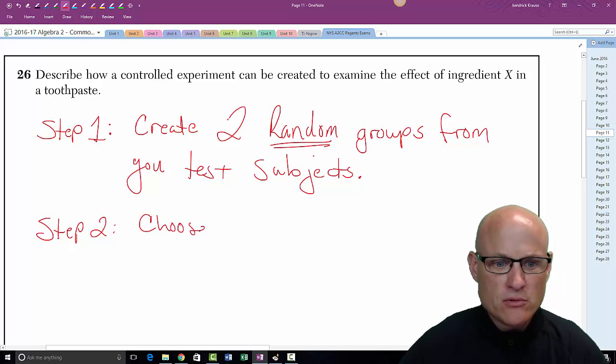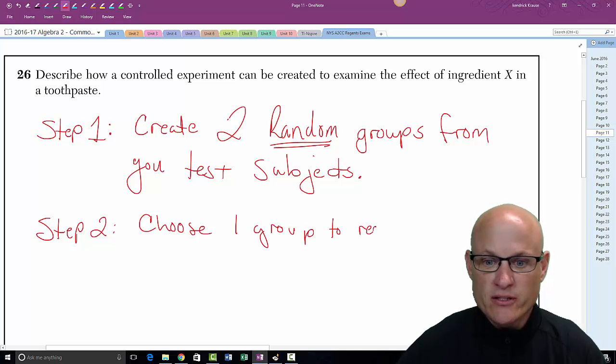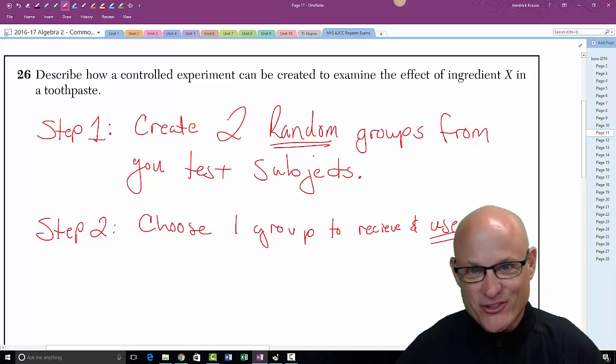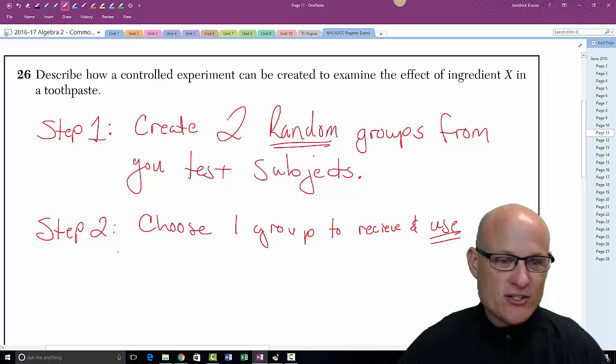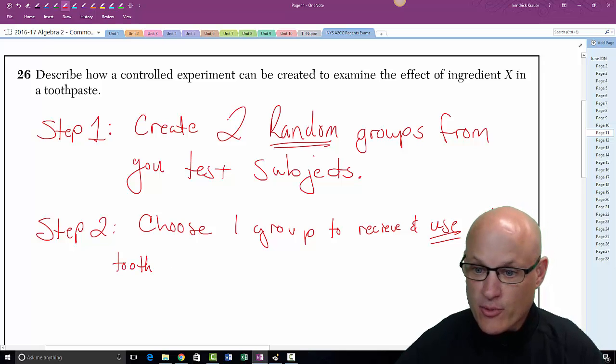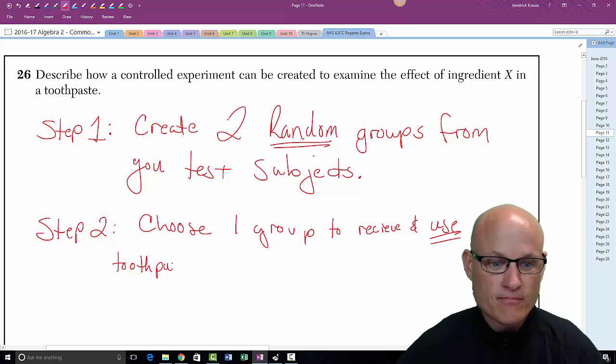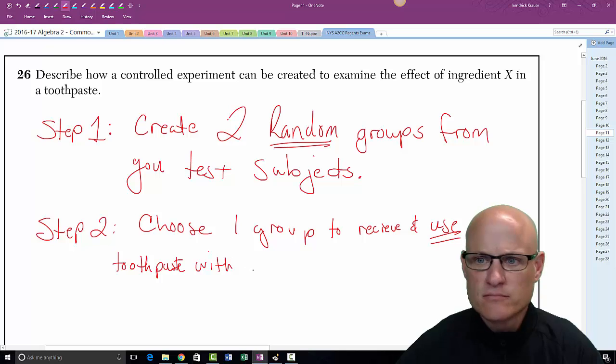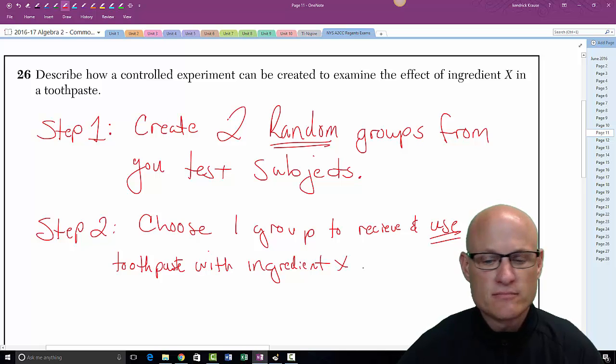Choose one group to receive and use, of course, you got to use your toothpaste, the toothpaste with ingredient X in it.